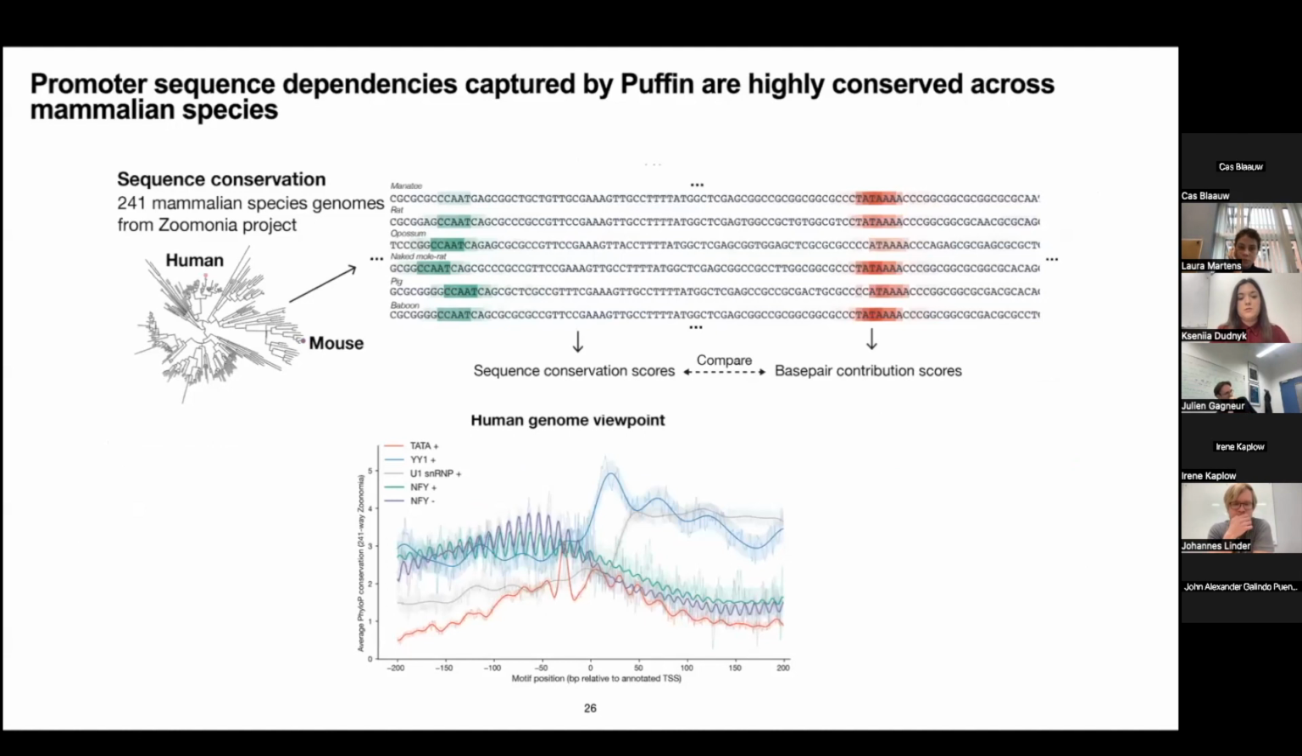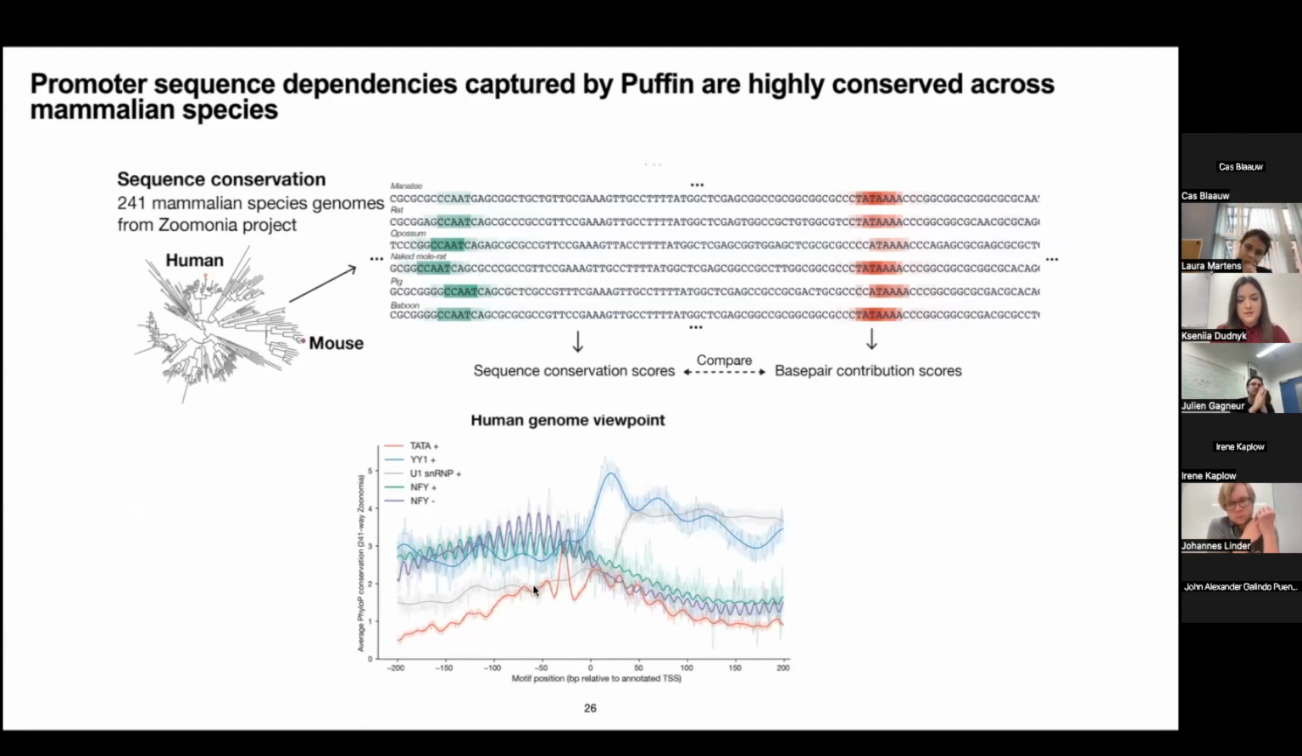And because we can use the human model to predict transcription initiation signal in mouse, we can also use this human model to predict transcription initiation in those species that are between human and mouse. We used 241 mammalian species from the Zoonomia project. We used aligned promoter sequences, and we wanted to see how the motifs that Puffin identified are conserved across all these 240 species. So here we plotted the conservation score for every motif.